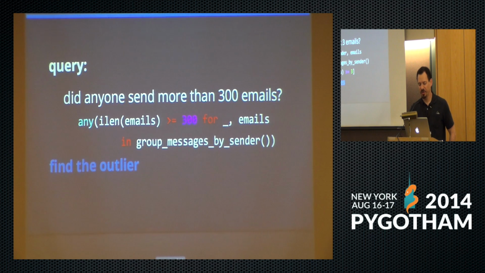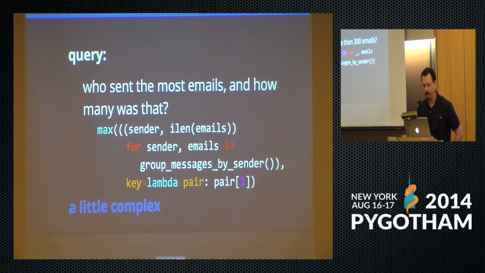Simply getting all the persons and their emails and then doing the test if the emails were more than 3. You're going to get some long list of names. We may want to ask, did anyone send more than 300 emails, looking for outliers or whatever number we care about. Again, that's quite a simple query there, using a generator expression into an any operator.